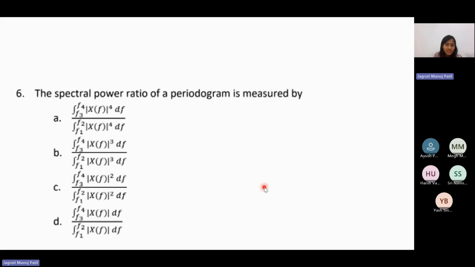The spectral power ratio, I guess we just need to see the limits and the magnitude, whether it's squared, cubic, or so on. C.